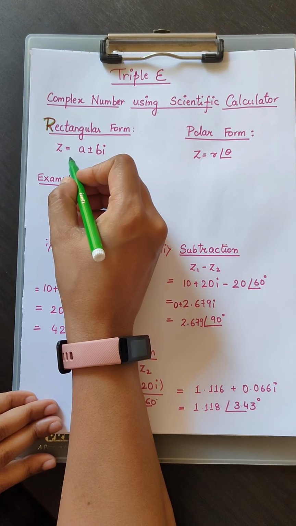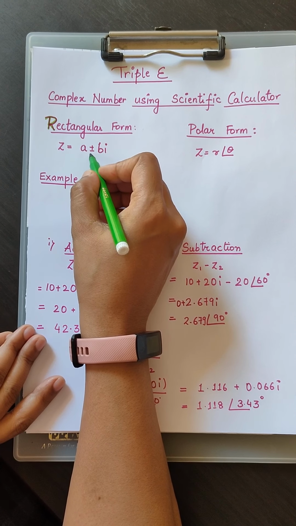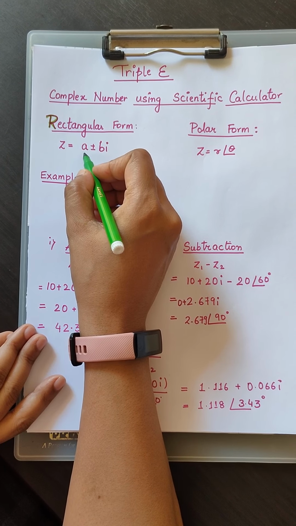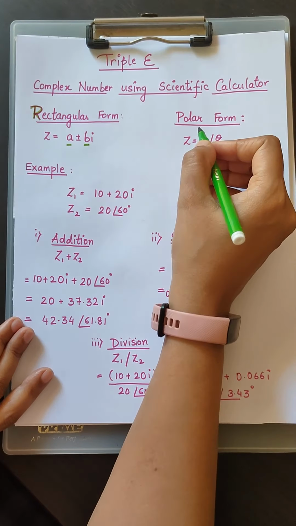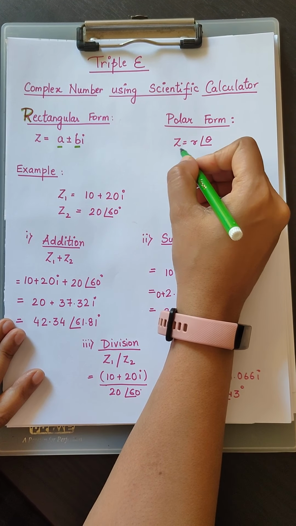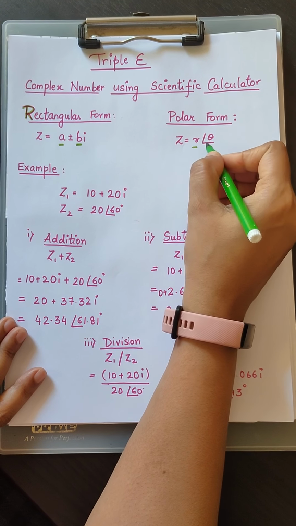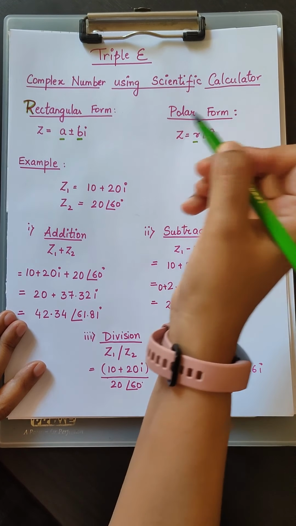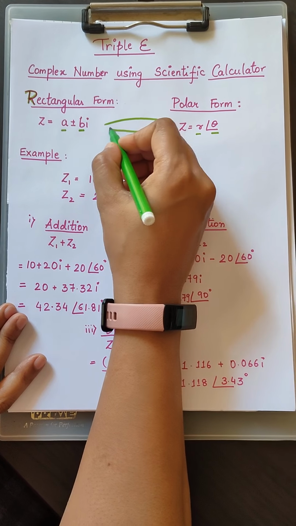So the rectangular form of complex number can be written as z equals a plus or minus bi, where a is the real part of the complex number and b is the imaginary part of the complex number. The other form of the complex number is polar, which is written as r at an angle of theta, where r is the modulus and theta is the argument of the complex number. And later we will also see how to convert one form to another form.